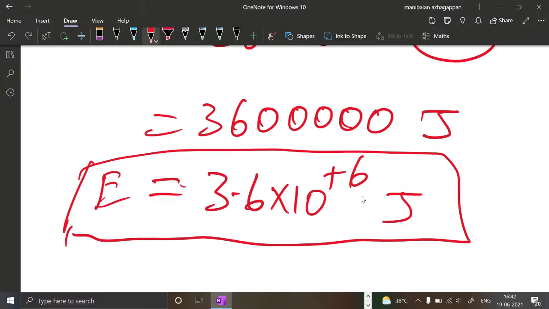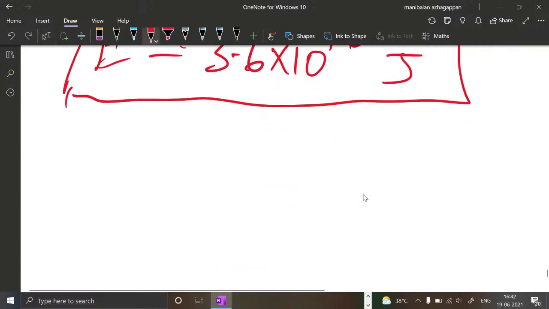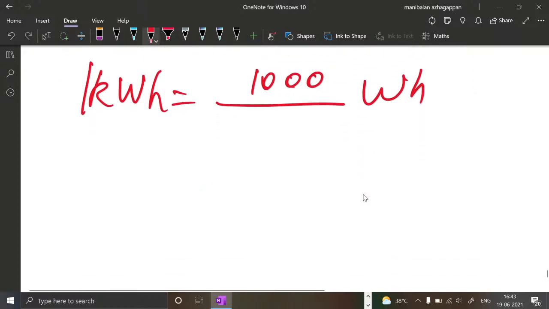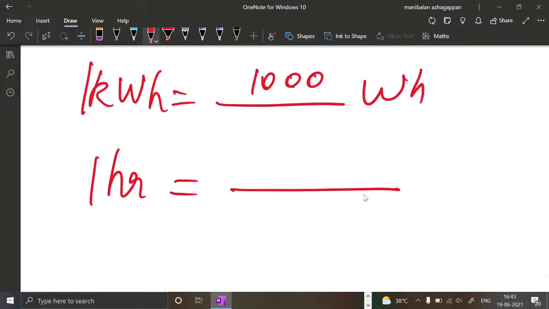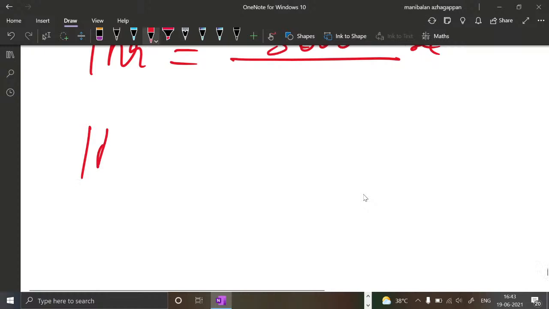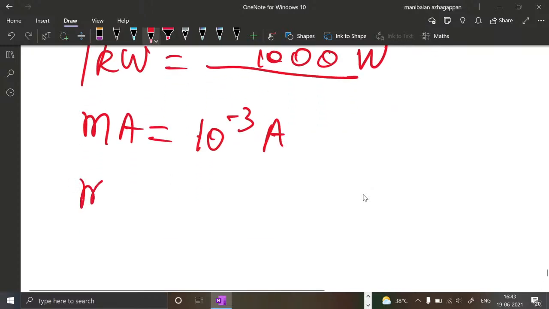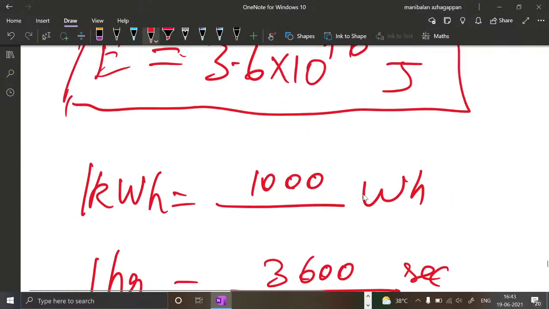Okay. Now again, some of the conversions you need to know. 1 kilowatt hour is equal to dash watt hour, 1000 watt hour. Okay. It's the unit of energy. Okay. 1 hour is how many seconds? 3600 seconds. These and all, some extra points you need to know. 1 kilowatt is equal to dash, 1000 watt. Okay. Milliampere is equal to how many ampere? 10 power minus 3 ampere. This and all it's required to do the problems. Okay. So millisecond is equal to dash second, 10 power minus 3 seconds. That's also required for doing the problems.